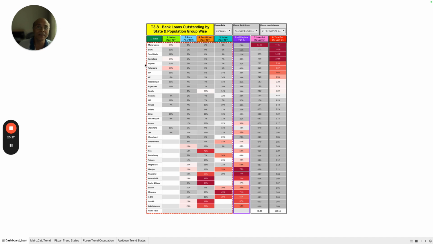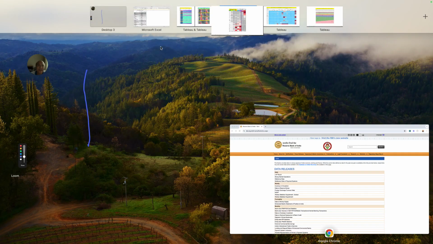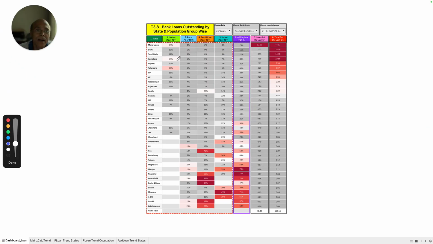This is basically the distribution of personal loan across states. Now let me give you a little bit of insight about the sheet so that you understand. Here I have states in this column, and I have divided each state into metro, rural, semi-urban and urban categories. Then I have chosen a date, which is December 2023, and the personal loan category.